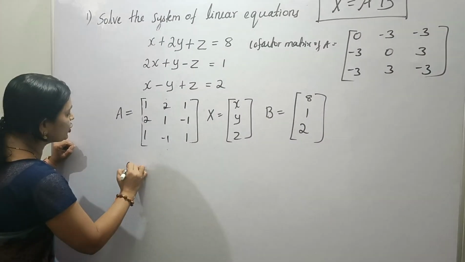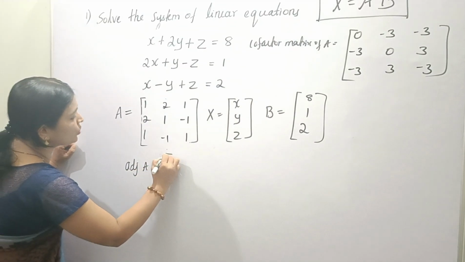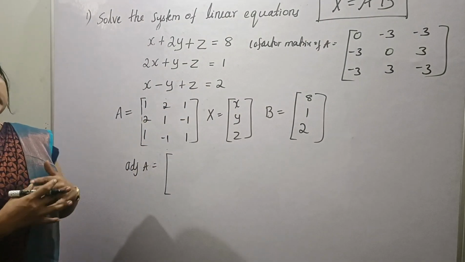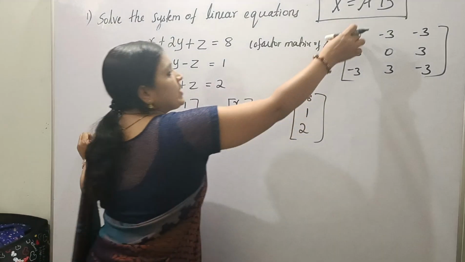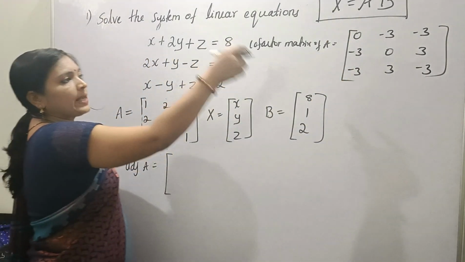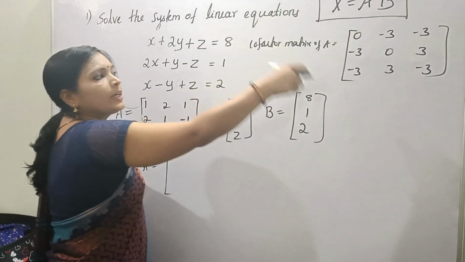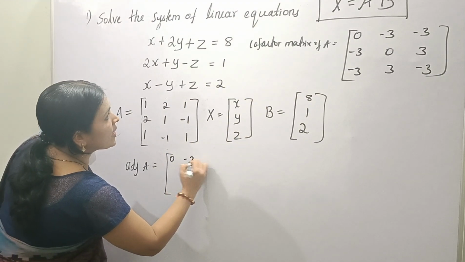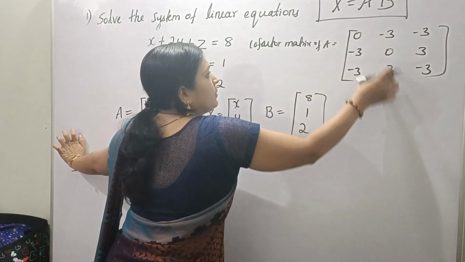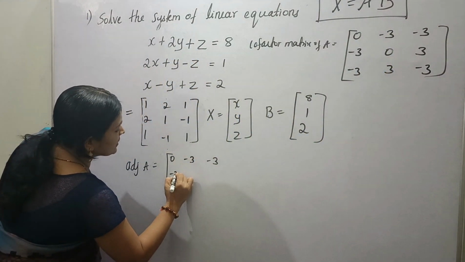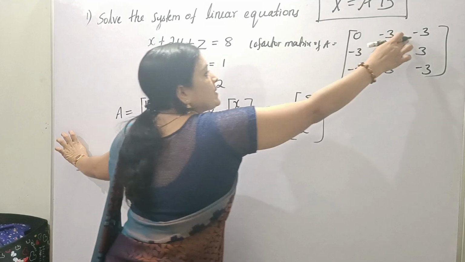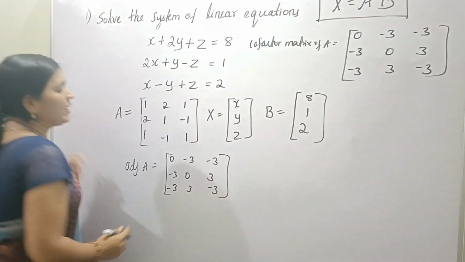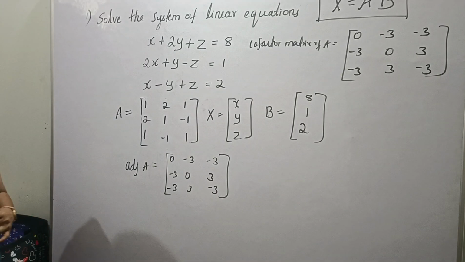Next, let's write the adjoint of A. Adj A is equal to the transpose of the cofactor matrix. So here, interchanging the rows and columns: the first column will become the first row, the second column will become the second row, the third column will become the third row. So 0, minus 3, minus 3. Second row, minus 3, 0, 3. Third row, minus 3, 3, minus 3. It is the adjoint of A.